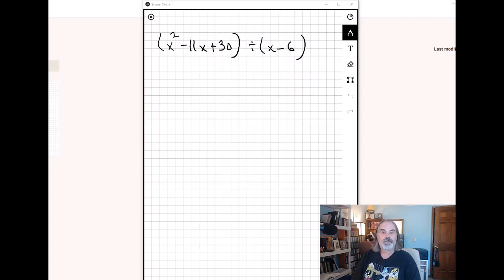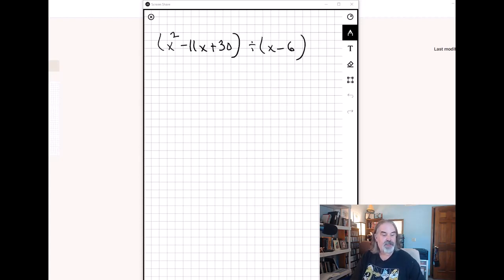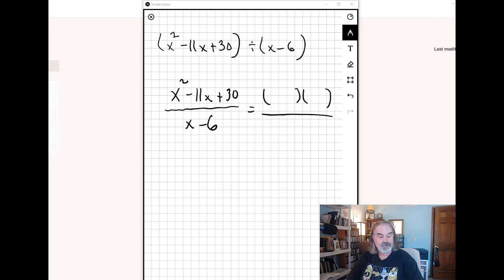Okay, another example. Let's get rid of that red. That's kind of obnoxious. So again, on the worksheet, just to save space, it'll be presented like this, but really it's better to see the division with an actual fraction in place. Okay, so we would love to be able to factor the numerator. We would love for x minus 6 to be one of the factors of the numerator. Will it be? Well, let's see.